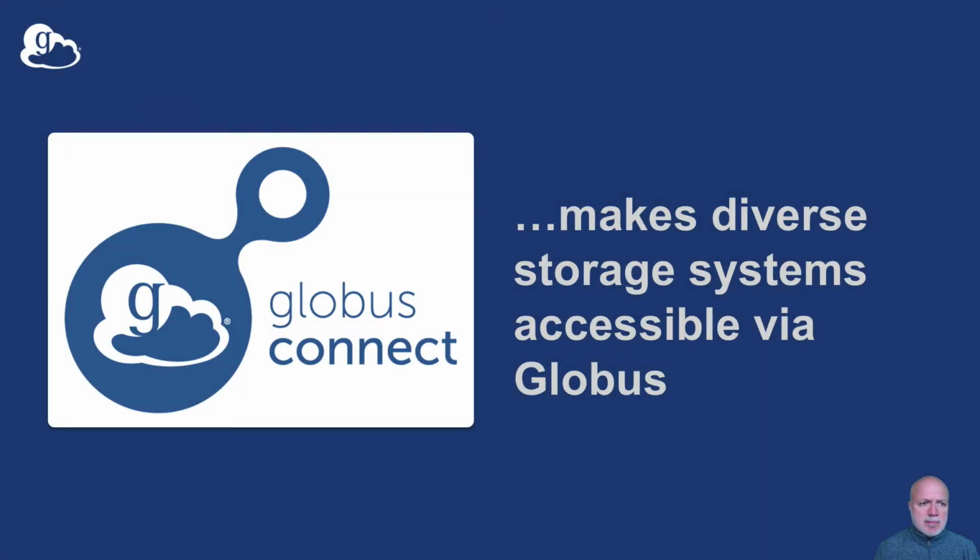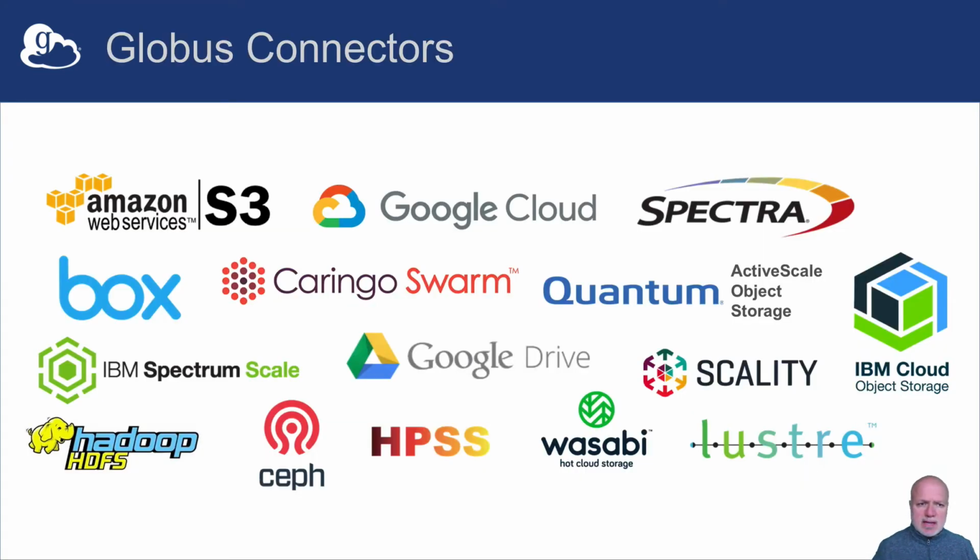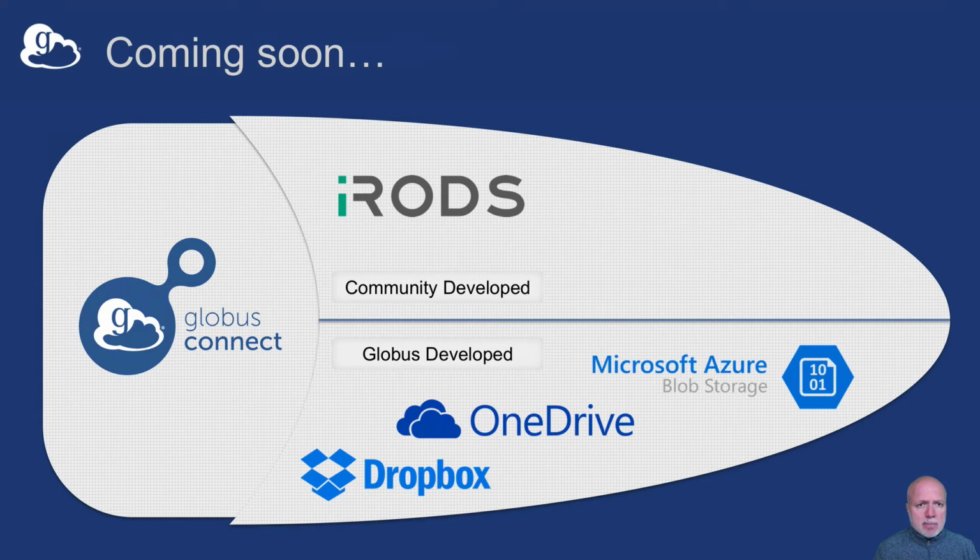The third piece, as I mentioned, is Globus Connect. And Globus Connect is software that allows you to access not only POSIX compliant file systems, but increasing numbers of object stores and archival systems. This is a list of the systems we currently support. We also have a number under development. We're about to release support for the iRODS system, and also have planned support for Microsoft Cloud Services as well as Dropbox.